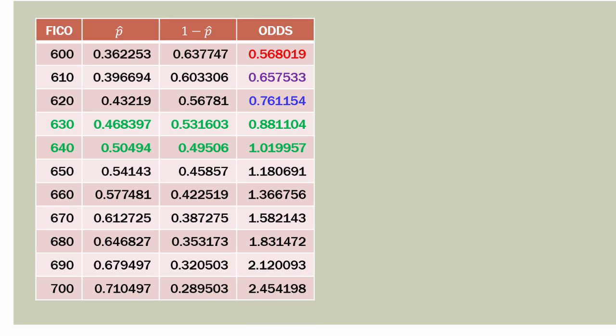2.4542. So let's say you walk into the bank right now, and your FICO score is not very good, it's 600, and therefore you are not approved. Now, what if you work over the next year or two to improve your FICO score? How will your odds change over time? So let's look at the obvious one. If your FICO score does not change at all, then your odds are the same. So you have odds of 0.5680 the first time you walk in, and then they're the same the next time you walk in because your FICO score is the same.